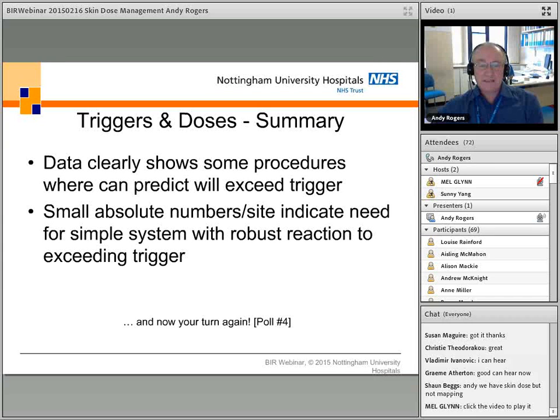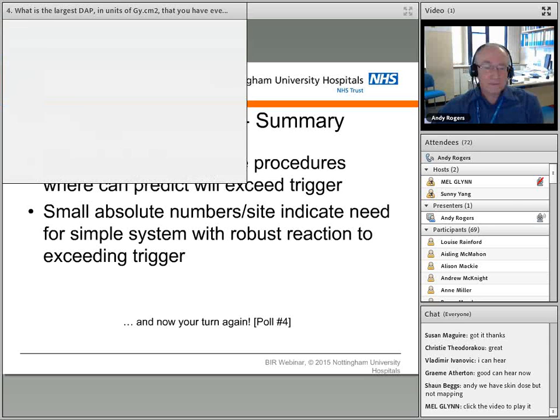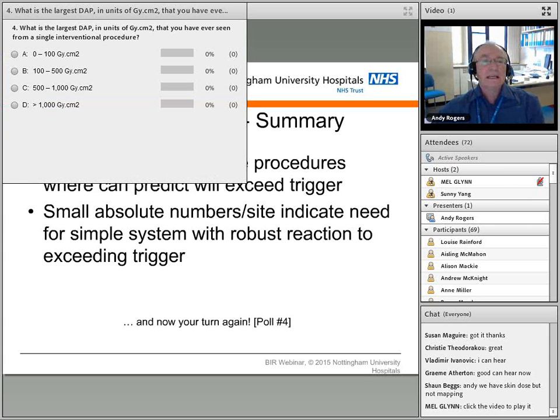So with that in mind, now let's, Sunny, can I have the final poll? I would just be interested to know for you guys out there, what's the biggest DAP in units of gray centimetre squared you've ever seen from a single procedure. Here they come, building up. Okay, not too many people frying tonight.